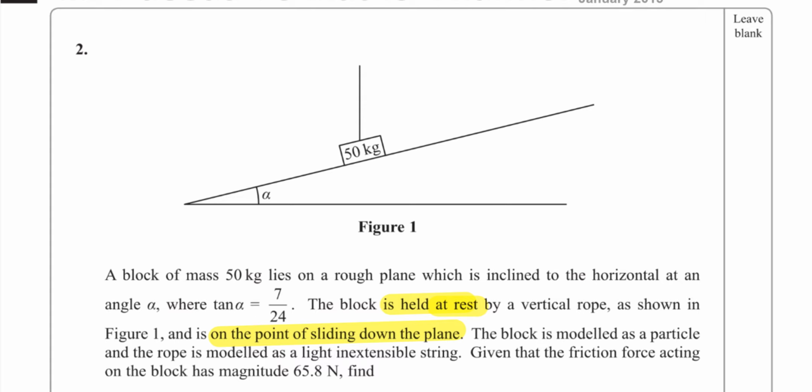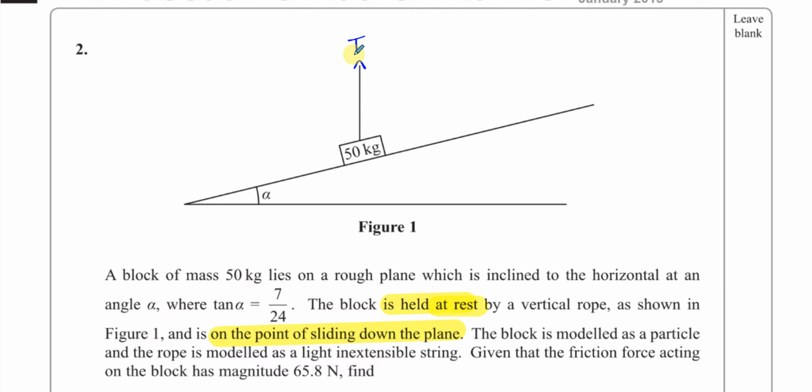There's a rope that is holding it up, which has a tension in it. If that tension was decreased, it would slide down the plane, because it's on the point of sliding down. So whoever's holding up this string is holding it with a force that is just enough to stop it sliding down the plane. If it's reduced any more, it will slide down the plane.